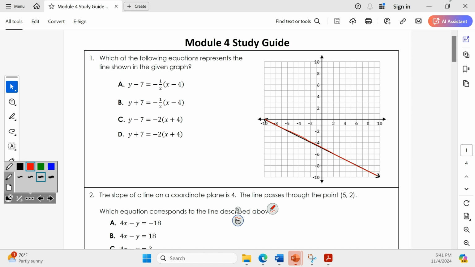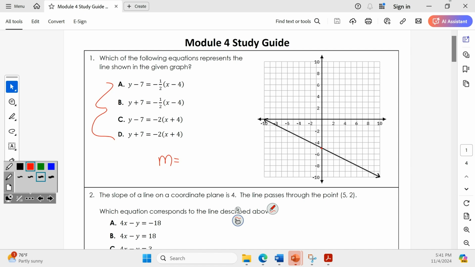And we need to identify which one of these 4 equations is going to match that line. So the first thing we're going to do is look at our slope. So what is the slope of this line?